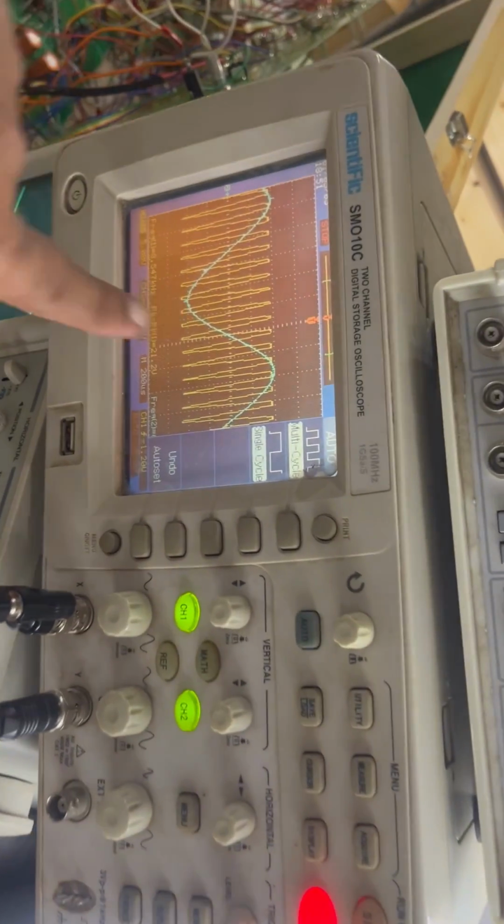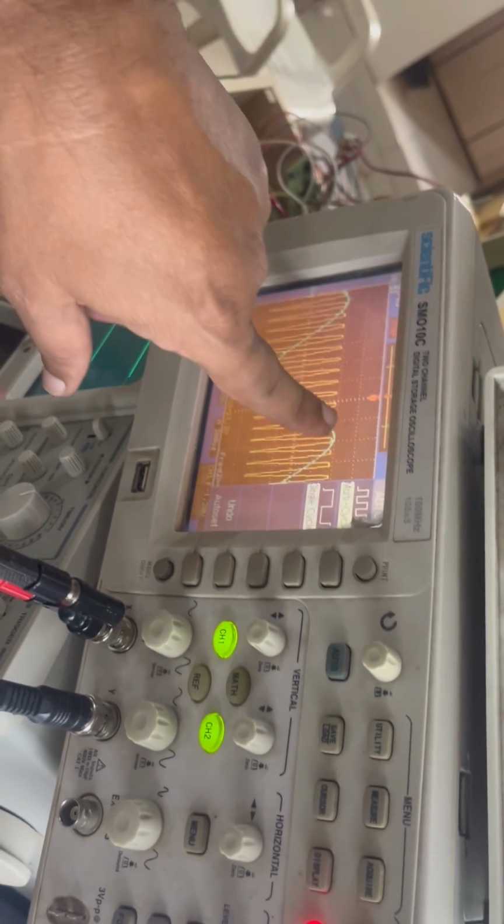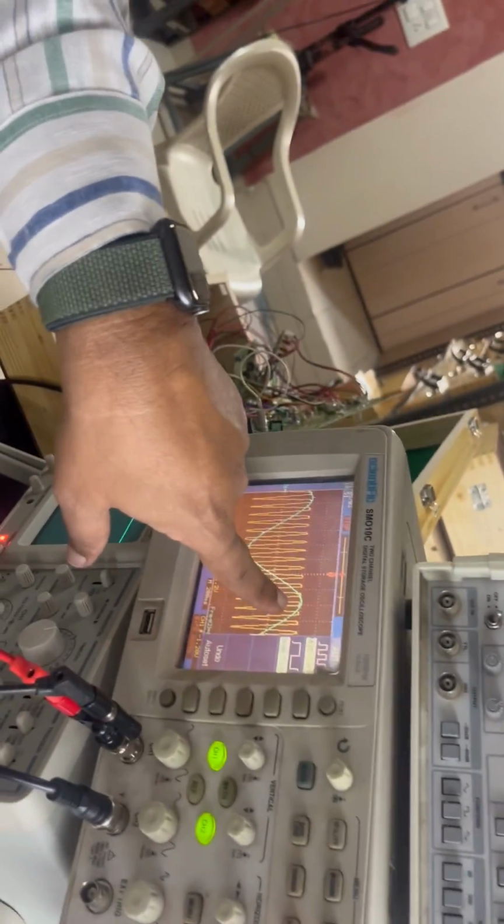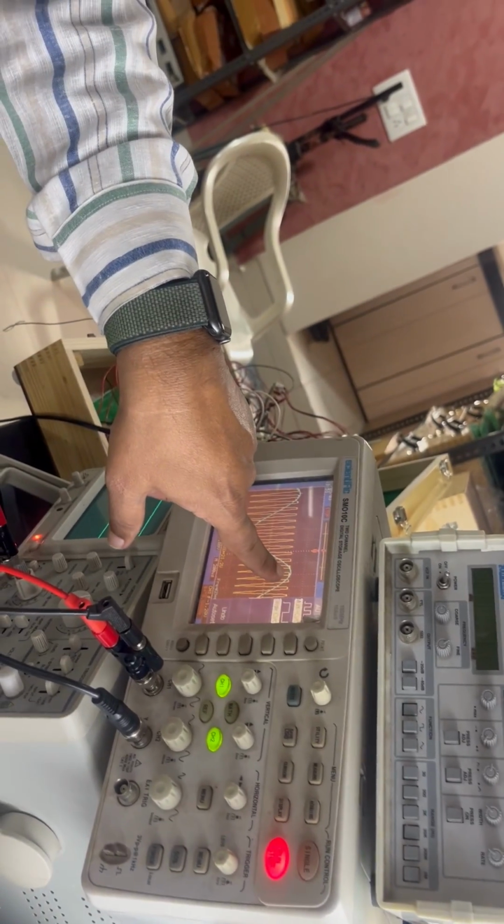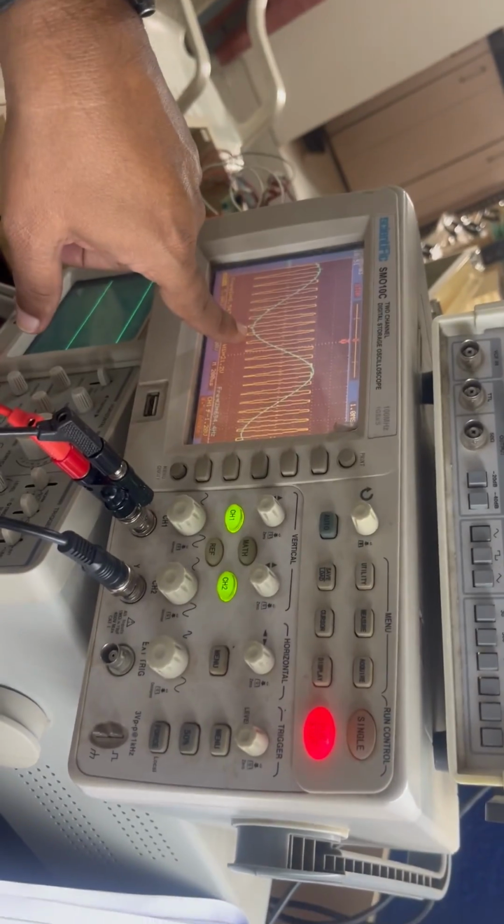See, you are observing the PWM output. At the positive peak of the sine wave you have maximum pulse width, and the pulse width goes on decreasing. This is the PWM output.